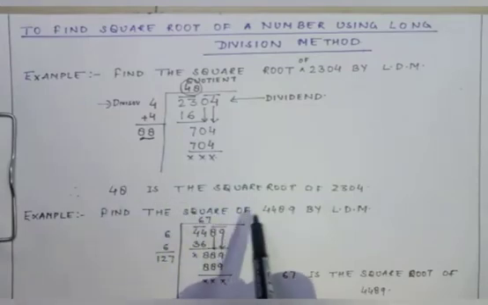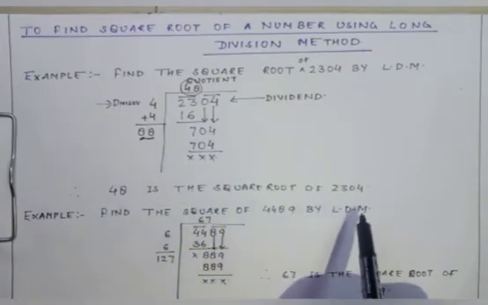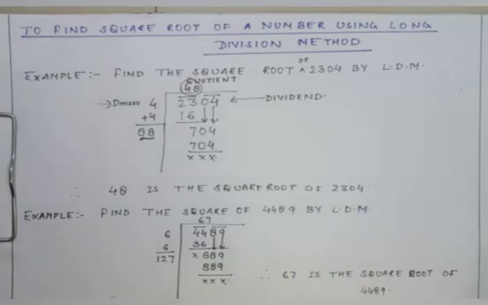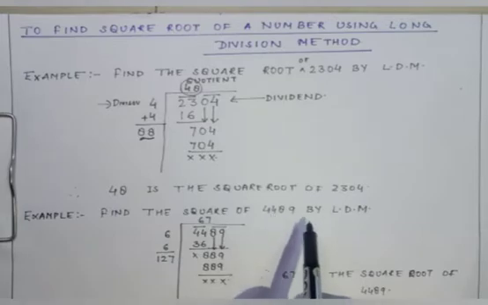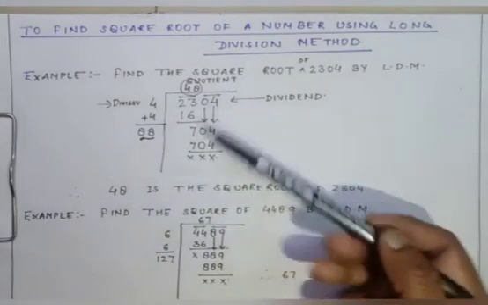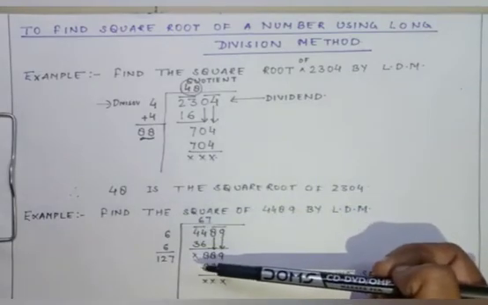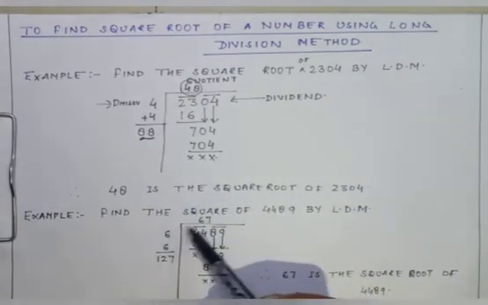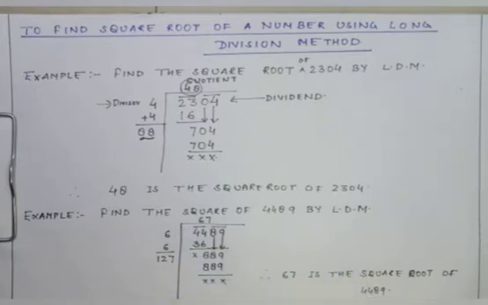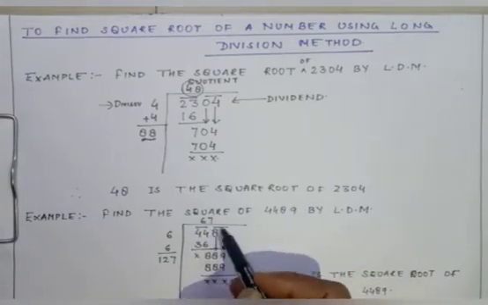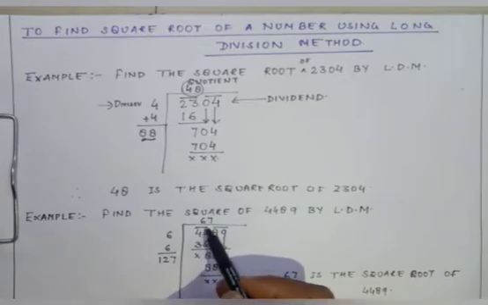Find the square root of 4489 by long division method. The same thing which I have done over here, we are going to do the same steps over here. First of all, we are going to place 4489 inside this symbol, and after that from right to left we are going to start pairing the numbers, 89 and 44.